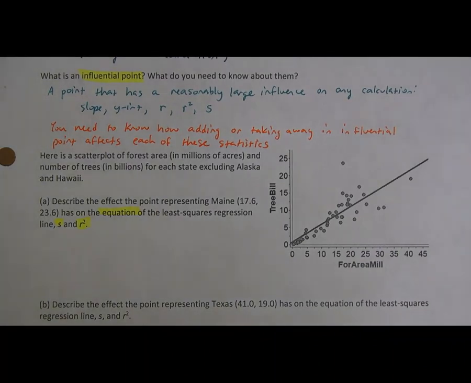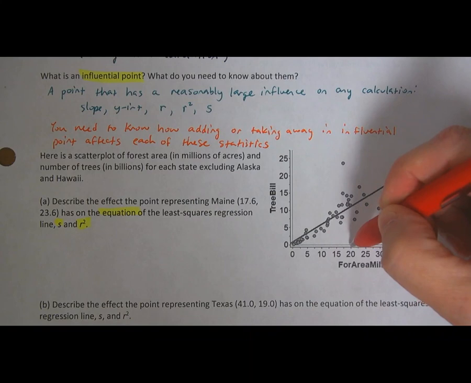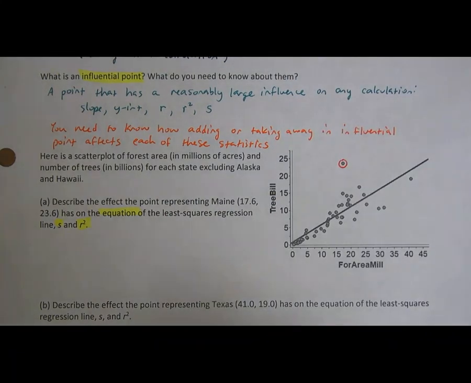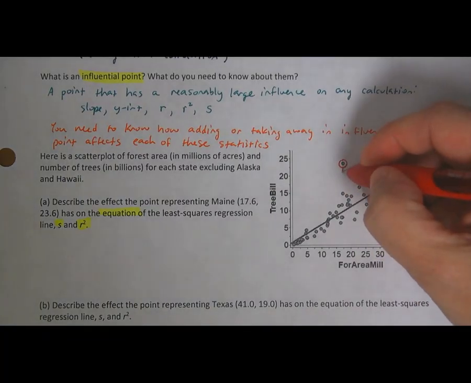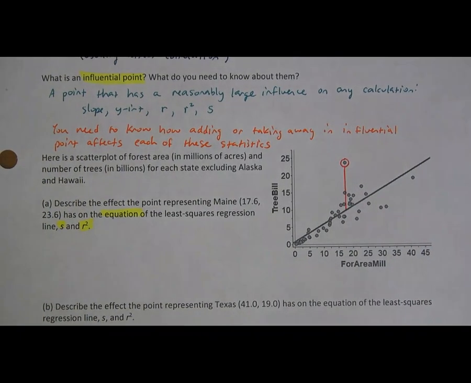First of all, let's figure out where Maine is. It's at 17.6, 23.6. So here's Maine. First things first, is Maine an outlier or a high leverage point? It's an outlier because, if you want to illustrate it for yourself, it has a really large residual. To me, it seems like Maine is one of those states where the trees are really dense.